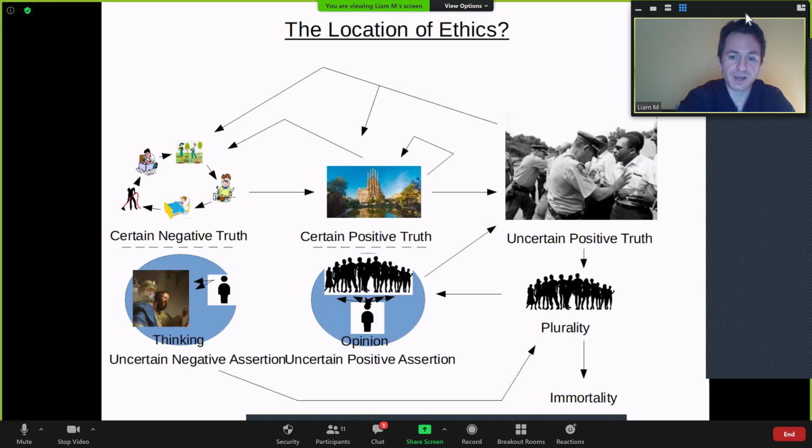So we now ask the grand question of where is the location of ethics? And here is our simplified schematic of society, which I don't know how long I've been talking for, but I suspect enough. So where is it? Where shall we find it? And that's, I think, a difficult question.